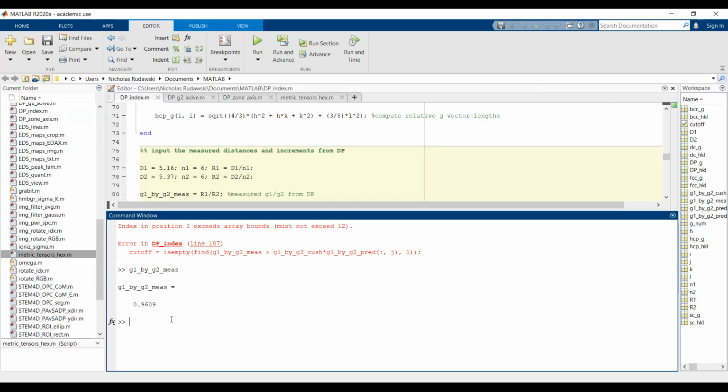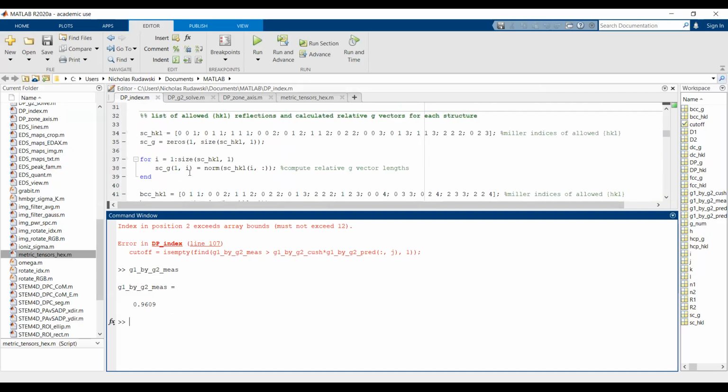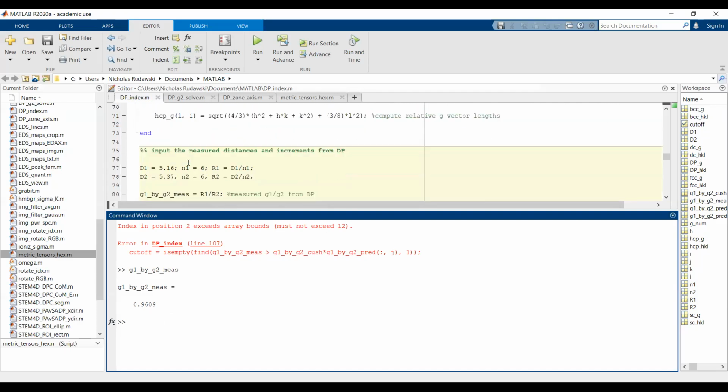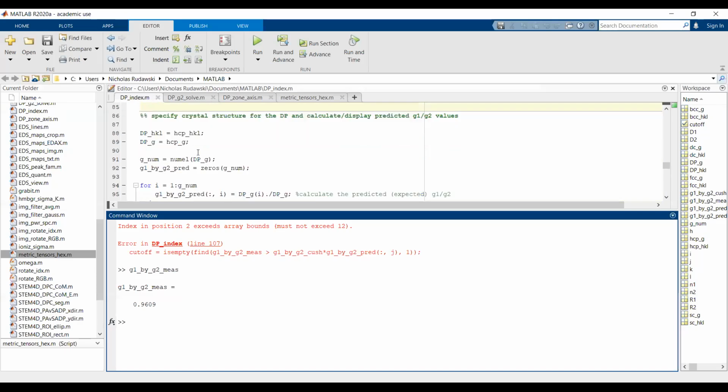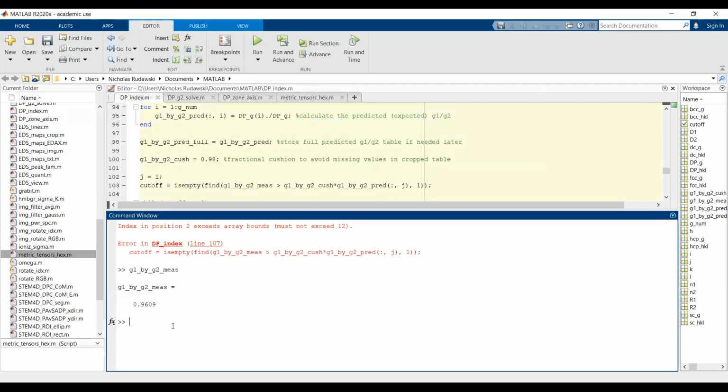Okay, so there's my measured ratio. Yeah, see, this is really close to 1. So that's part of the problem here. What I might need to do is make my tolerance a little bit tighter. So what I have here in this code is a cushion. I have 90. So that's part of the problem, is I have a cushion here. Let me make the cushion a little bit tighter, and let's do 98 and see if that works. If not, we'll just have to manually look at the table.